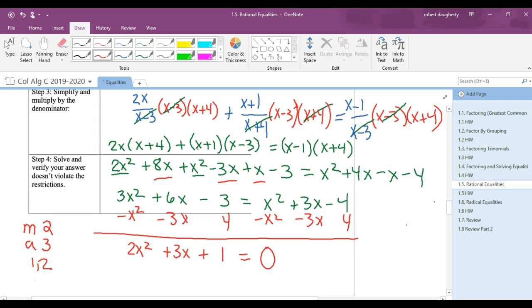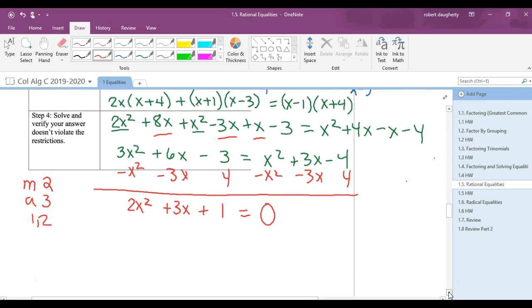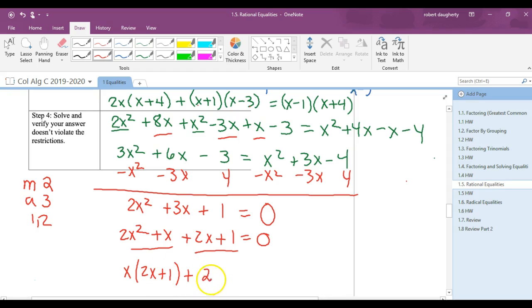So I know now that this is 2x squared plus x plus 2x plus 1 equals 0. What method do I have for factoring that? Grouping. Okay. So I factor out an x, 2x plus 1 plus 2x plus 1 equals 0.